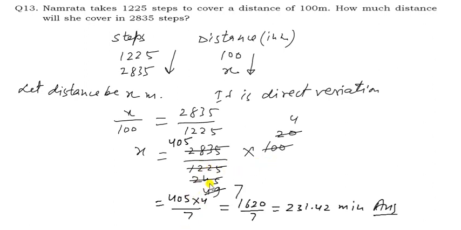Now it is divided by 7. 7 7s are 49, 7 4s are 28, and 0, and 7 5s are 35. So it becomes 405 into 4 upon 7, and after multiplication 1620 upon 7, and it will be 231.42 minutes, and that is your answer. So you can write the answer.